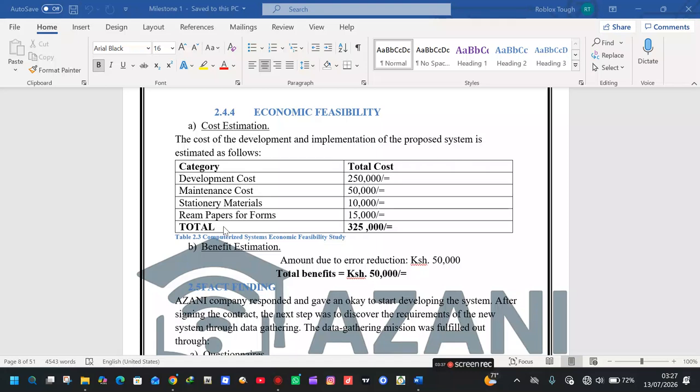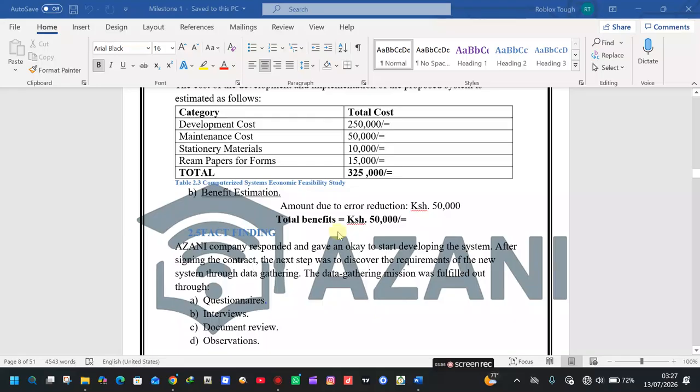We have the stationery materials, that is 10,000 Kenyan shillings. We have the ream papers for forms which will be needed, that is 15,000 Kenyan shillings. So the total amount of the cost estimation is 325,000 Kenyan shillings. So that is the table for the computerized system's economic feasibility.